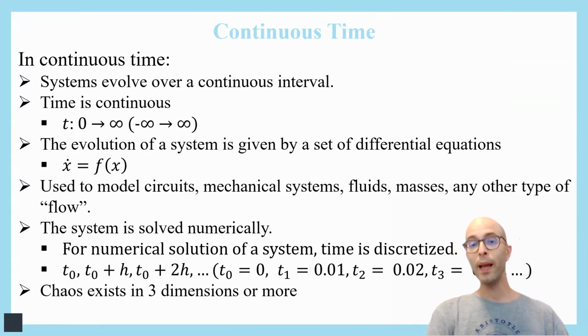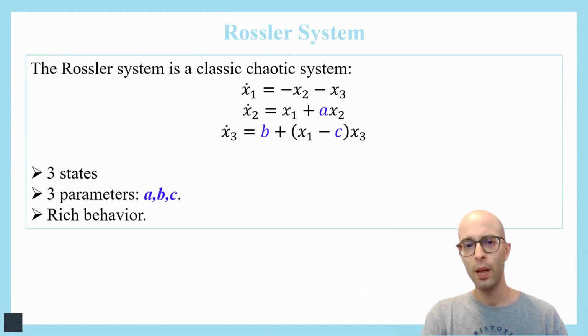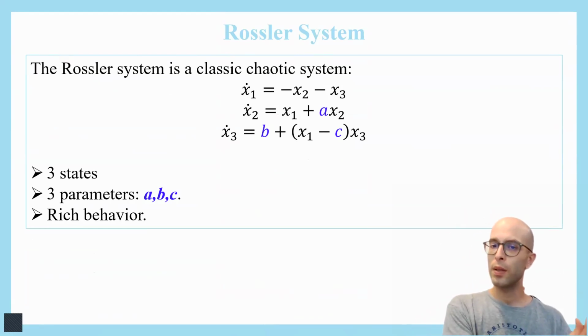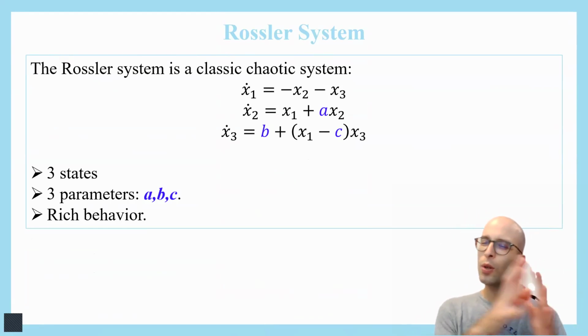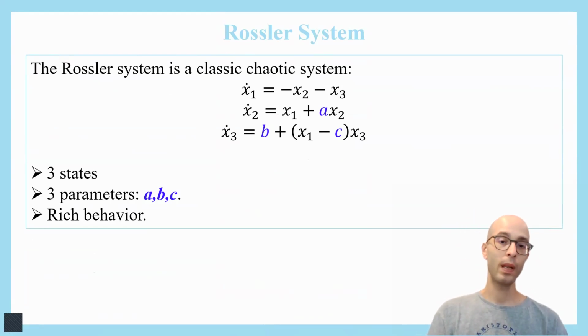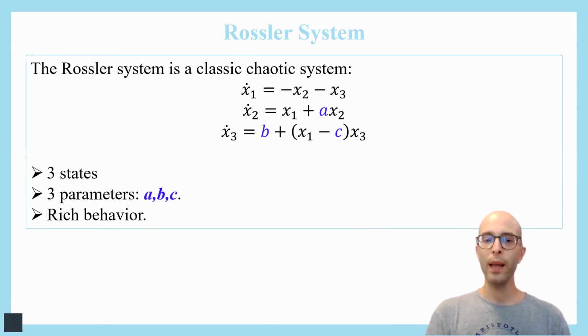Now let me explain what chaotic behavior is, and I'm going to explain this through a very classic example, the Rossler system. In my other video, I talk about the Lorenz system, but here I have chosen the Rossler because it has a very nice diagram, as we will see. It is a very classic system described by three differential equations, the ones that you see right here. We have three states, x1, x2, and x3, and the system has three parameters, a, b, and c.